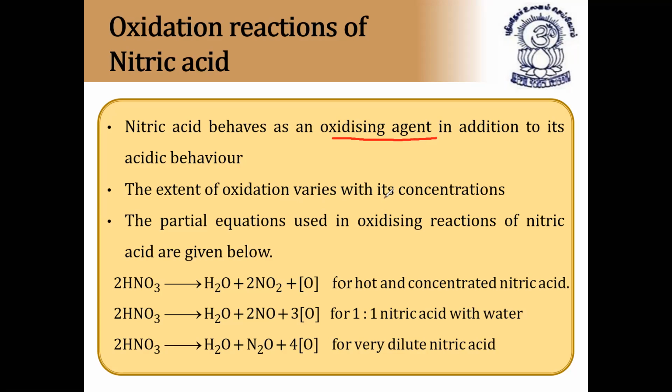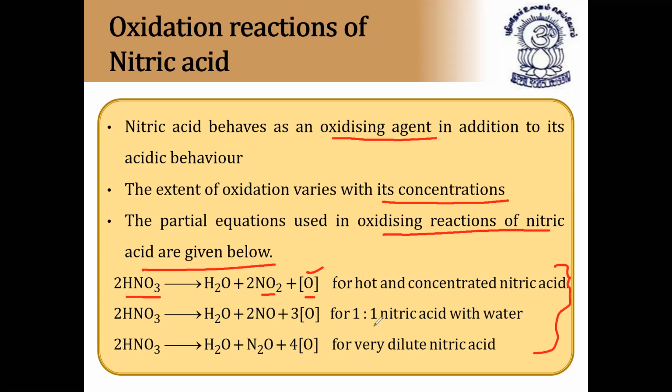The extent of oxidation varies with its concentration. The partial equations used in oxidizing reactions of nitric acid are given below. When 2 moles of nitric acid are taken, you get 1 mole of nascent oxygen, that is H2O and nitrogen dioxide, with hot and concentrated nitric acid. These reactions are also important in identifying the products. When you take hot and concentrated nitric acid, the products are water, nitrogen dioxide, along with nascent oxygen.